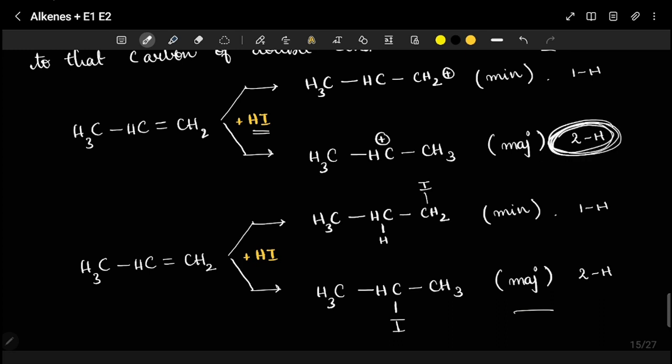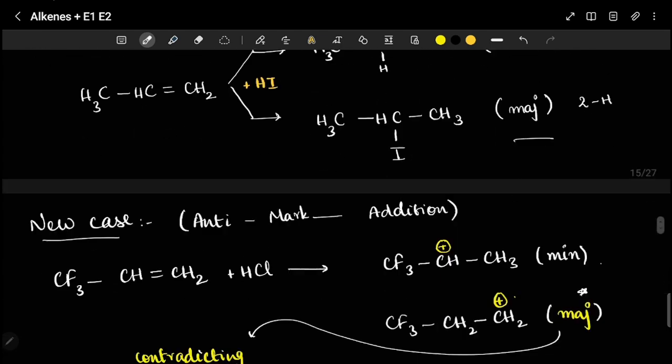Here two hydrogens are there. The hydrogen attacked where there are two hydrogens, and the hydrogen attacked where there is one hydrogen. So where there are more hydrogens, that will be the major product. So two hydrogens will be given more priority. Right? You get the point.